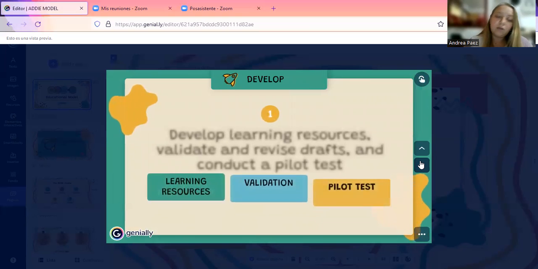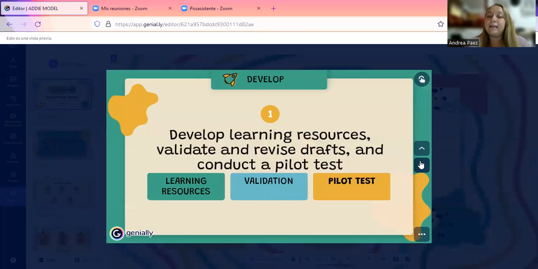Then we are going with the letter D, that stands for develop. Develop learning resources, validate and revise drafts, and conduct a pilot test. The learning resources are generated from the content and the strategies with the supporting media and the development guidance of instructors and learners. Now, the validation.